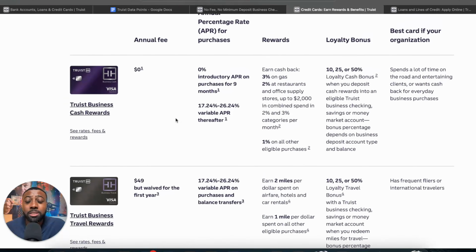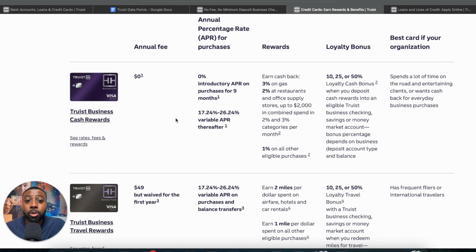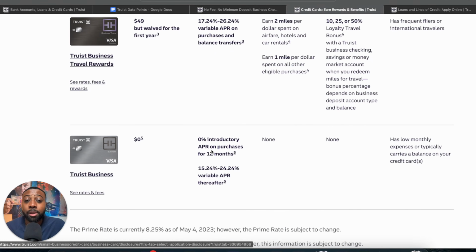Now, some of these other business cards that they have are totally fine. Don't get me wrong, and you can get them. But if your main focus is trying to start a business, or you want to grow your business, or you're trying to scale your business, or you need working capital, whatever it is, your best bet is going to be to go with the 0% interest period. That's the longest, and it's the Truist Business card.